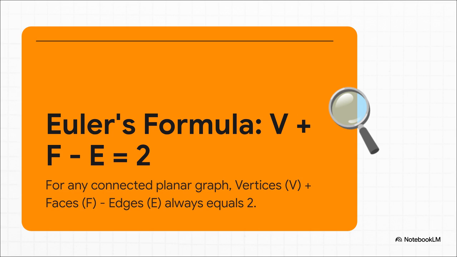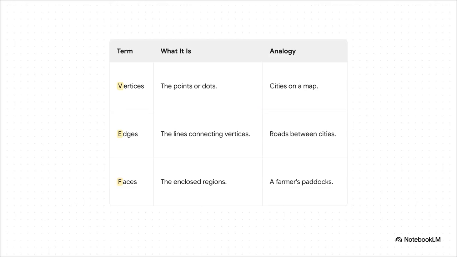For any graph that follows a couple of simple rules, the number of vertices plus the number of faces minus the number of edges will always equal 2. It's like a law of nature for these drawings. So let's quickly break down what these letters mean. Vertices, the V, are just the dots. Think of them like cities on a map. Edges, E, are the lines connecting those dots, kind of like roads between the cities. And faces, F, are the enclosed areas, like a farmer's fields.